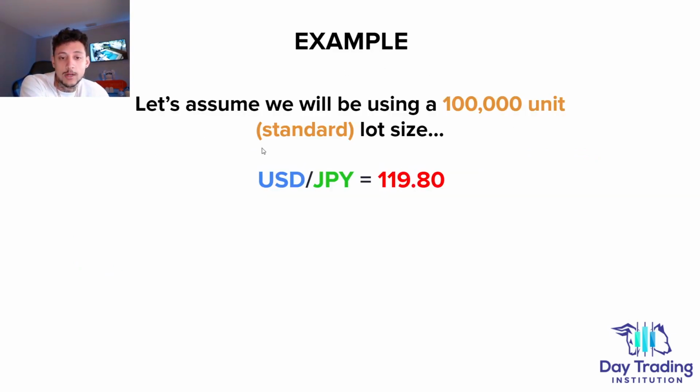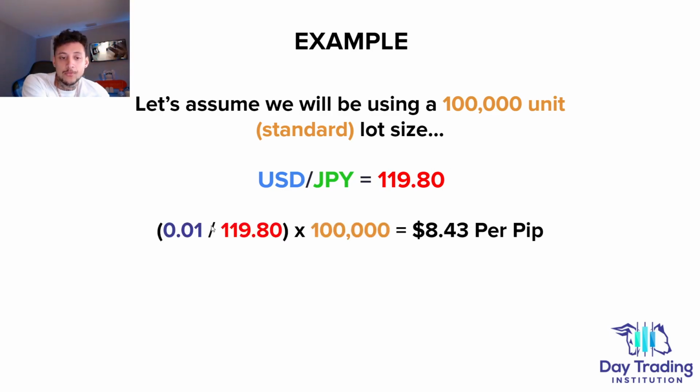So let's just go back to this example. Now, USD JPY is trading at the current exchange rate of 119.80, right? And at 0.01, at the current exchange rate of 119.80, at a 100,000 unit standard lot size, that's going to be making us $8.43 per pip.